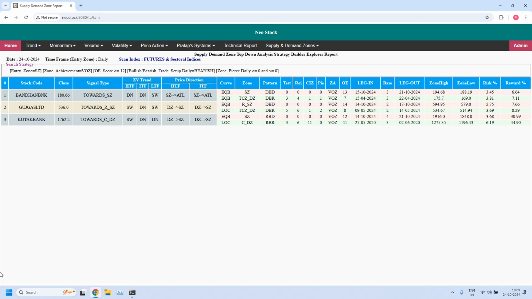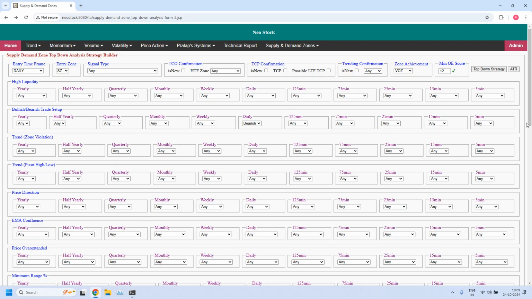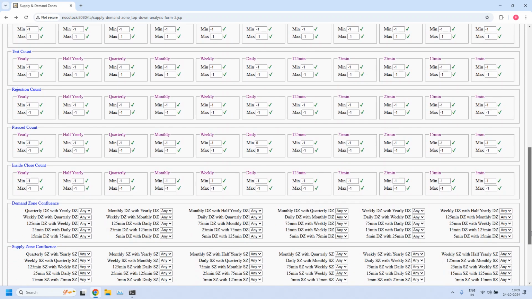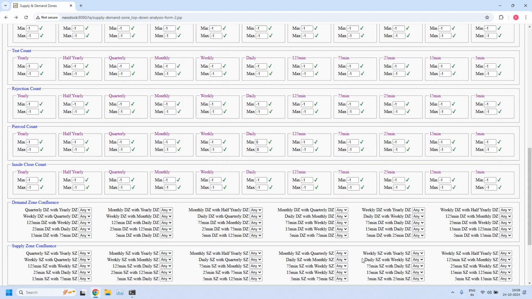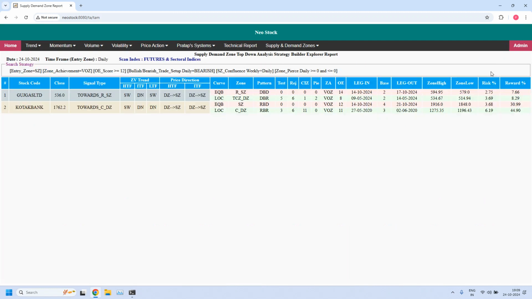Currently, these 3 stocks are supporting bearish trade setup for monthly income trade. That is entry time frame daily, entry zone supply zone. Let's verify if any of these supply zones are supporting high probability setups. So first, let us look for ITF confluence. So in the supply zone confluence, daily supply zone with weekly supply zone confluence filter enabled. Let's verify. Out of 3, these 2 stocks are filtered. These 2 stocks are having an ITF confluence.